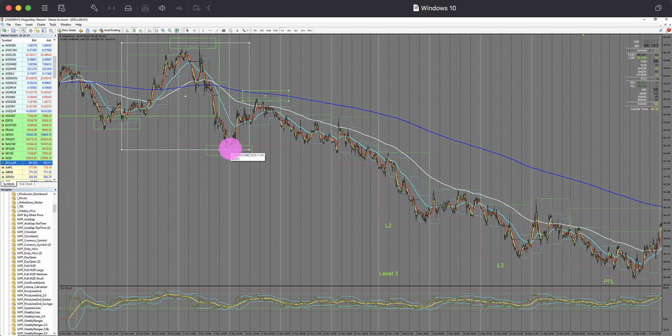3 times ADR means a possible reversal. It does not mean a reversal as far as a trend. It could be a trend reversal. It can also be a reset. So you have to be aware of that.